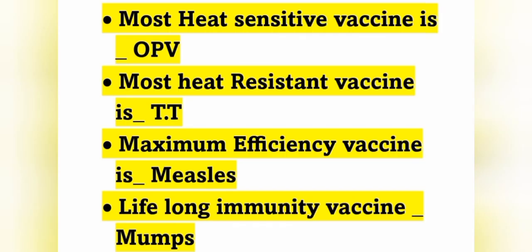Important points: most heat sensitive vaccine is OPV and most heat resistant vaccine is TT. Maximum efficiency vaccine is measles and lifelong immunity vaccine is mumps.